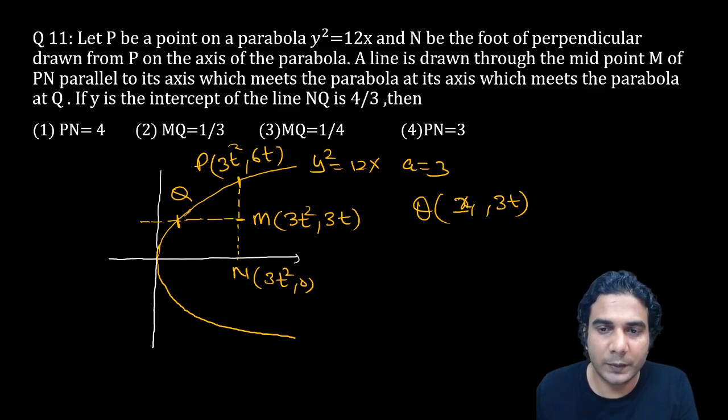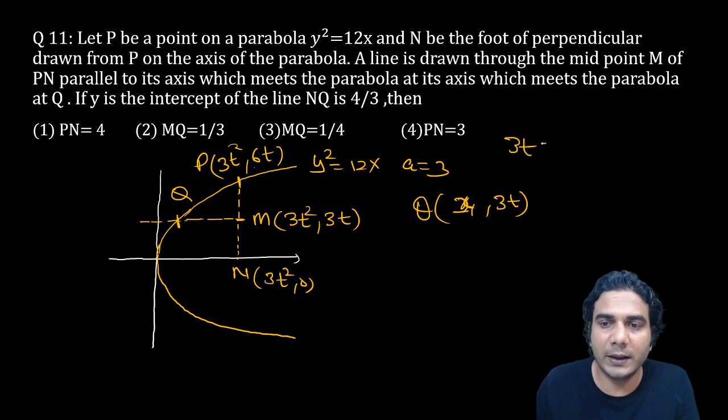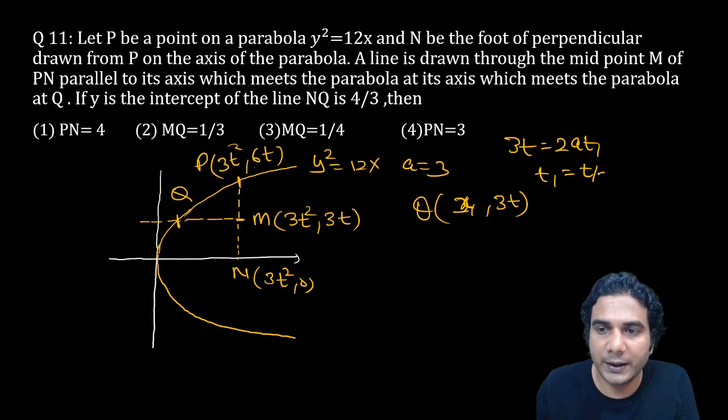So you can compare the t. This 3t is equal to 2at1, which is 6t1. So you'll get the parameter of this point. So t1 is equal to what? a is also 3. So t by 2 is the parameter. a is equal to 3. All right. So t by 2 is the parameter.